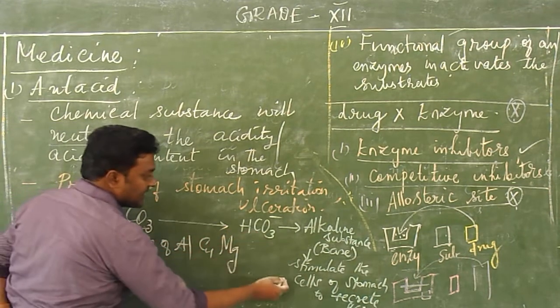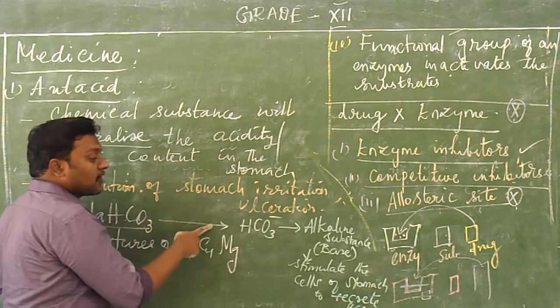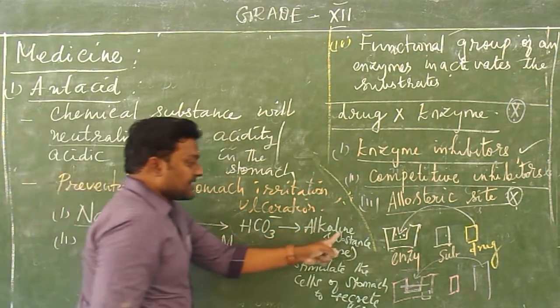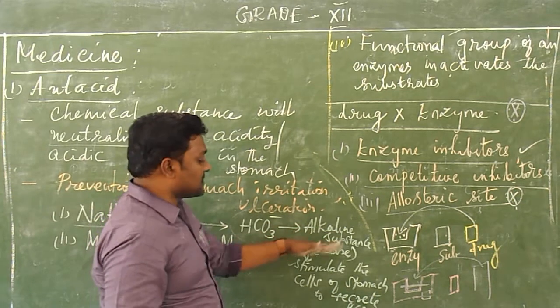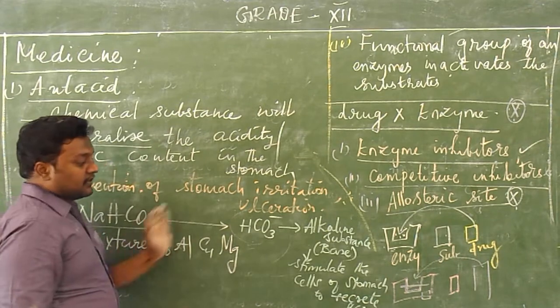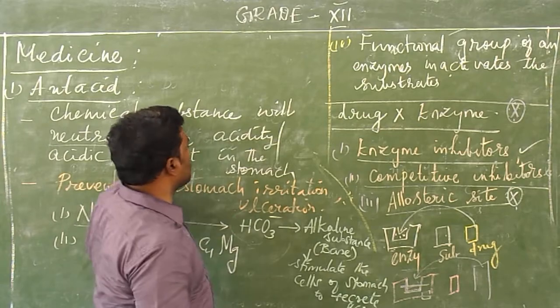The reason, they asked in the exam, why sodium bicarbonate cannot be taken as an antacid. Sodium bicarbonate cannot be taken as an antacid because it has a bicarbonate ion. The bicarbonate ion is an alkaline substance, naturally an alkaline substance or a base. This base will go and stimulate the cells of the stomach to secrete an acid. Again, acid content will be increased. So there will not be any neutralization.